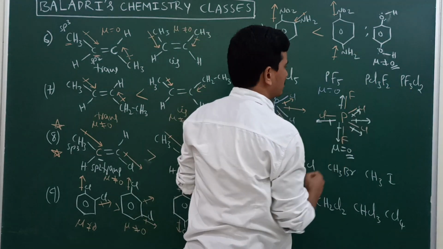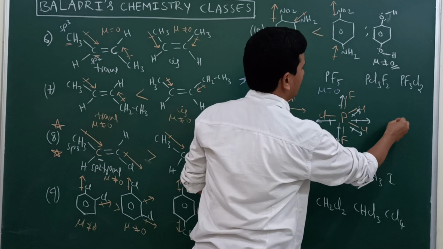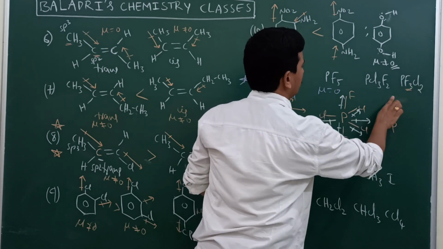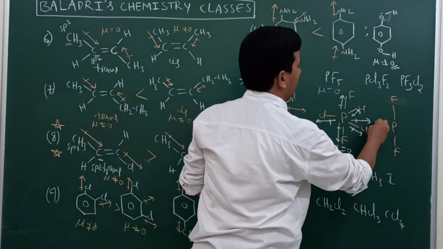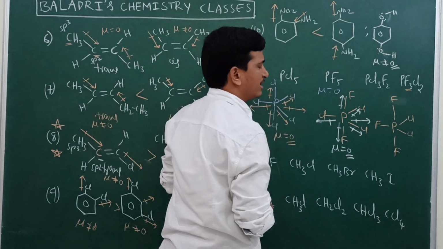But come to this PF3Cl2. Just before I told you, what is the rule? I told you here that the more electronegative element always should occupy the axial position. 2 fluorines will be present in the axial positions. Now one more fluorine you can write in the equatorial position. The remaining 2 chlorines will be in the equatorial position.